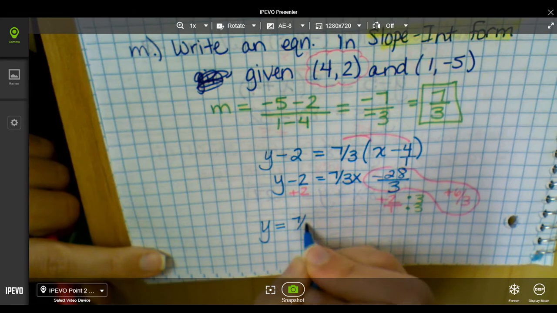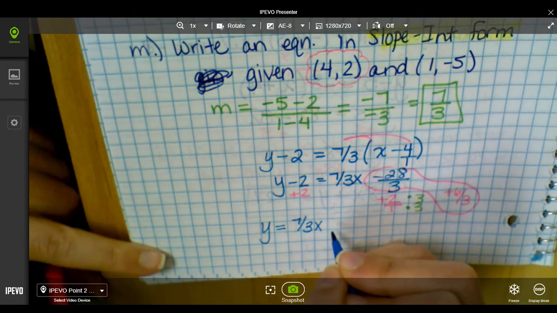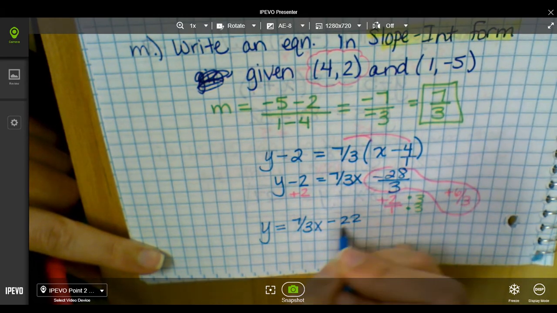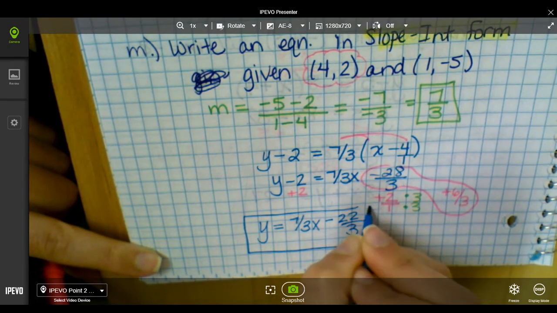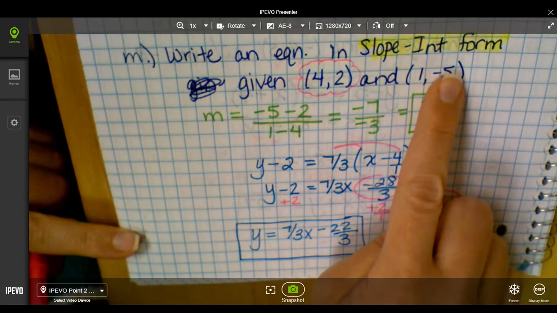So y equals 7/3 x. Negative 28 plus 6 is negative 22, excuse me. And then always stay over the same denominator. So I have 7/3 x minus 22/3. And that is in slope-intercept form, which is what I wanted it in.